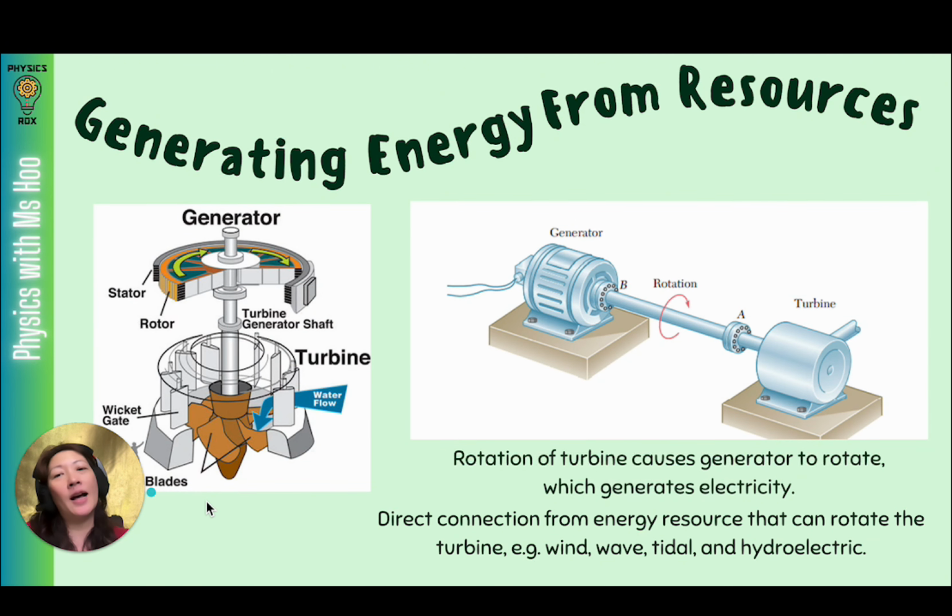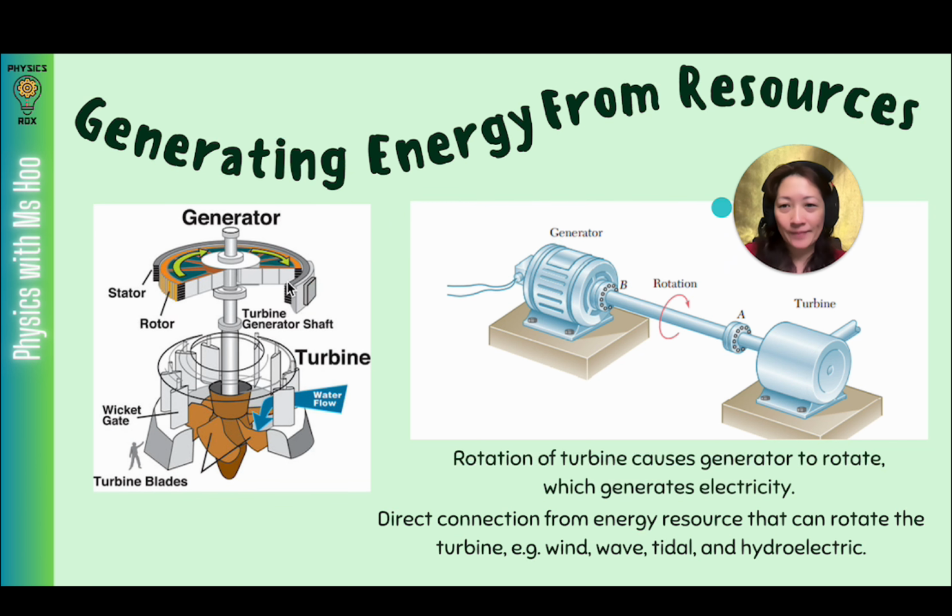Now let's learn in general how energy is generated from those different resources. Now, if we want to be able to generate energy, we would need to use a generator. If you'd like to know more about the construction of a generator, please watch my video on generators. For now, let's just learn in general how to convert the energy from those resources into electrical energy. Usually, in order to be able to harness that energy, we would need to connect a turbine to a generator. The rotation of the turbine will cause the generator to rotate. So inside the generator is where we have the electromagnets and the coil, and that is what will generate electricity.